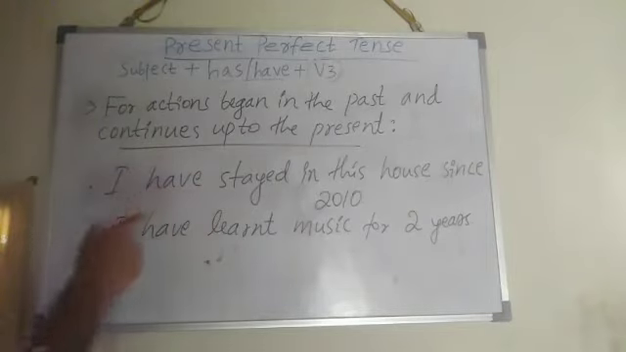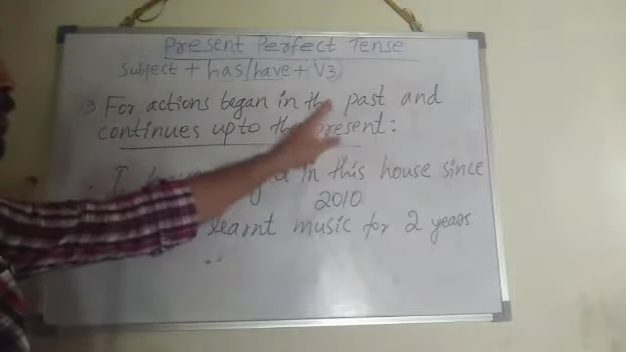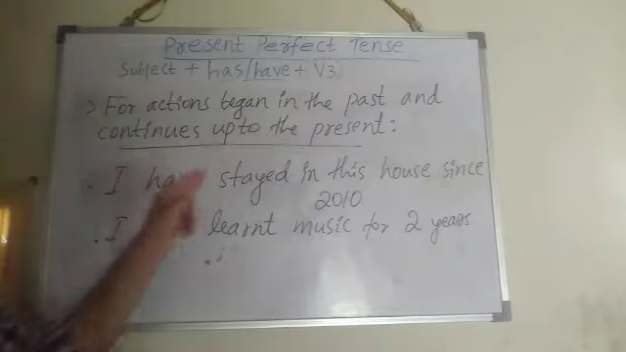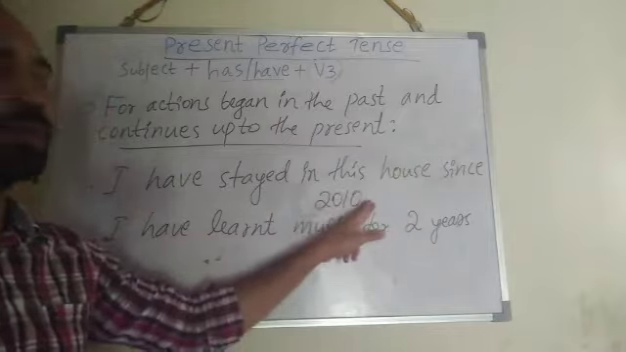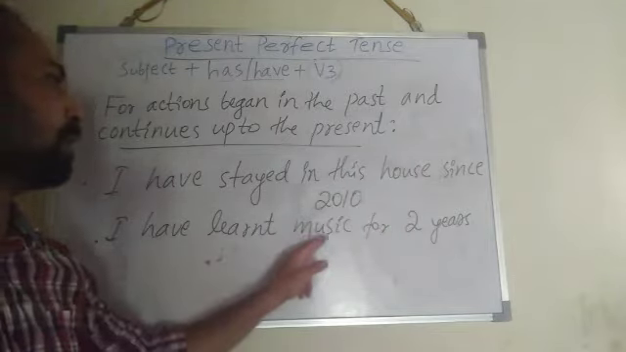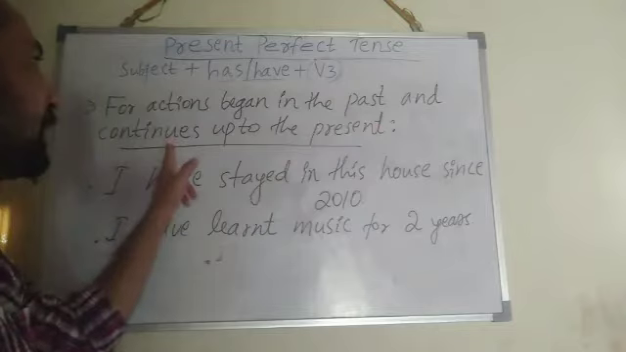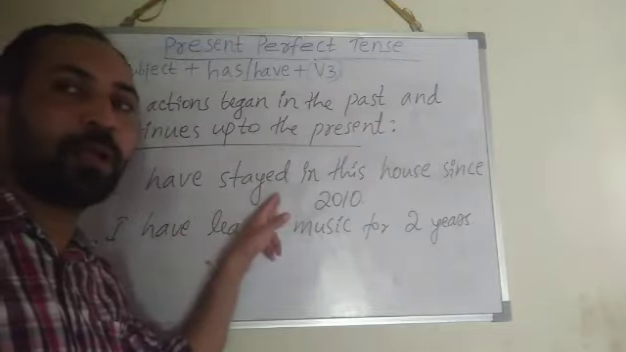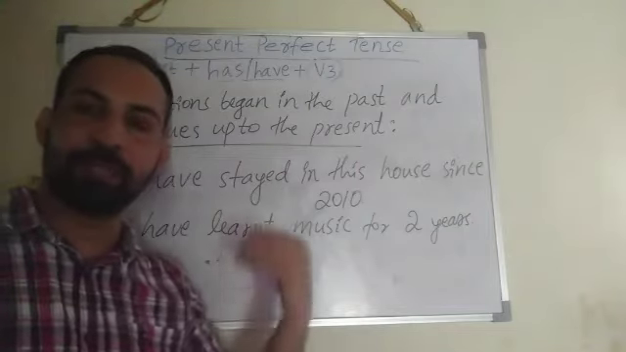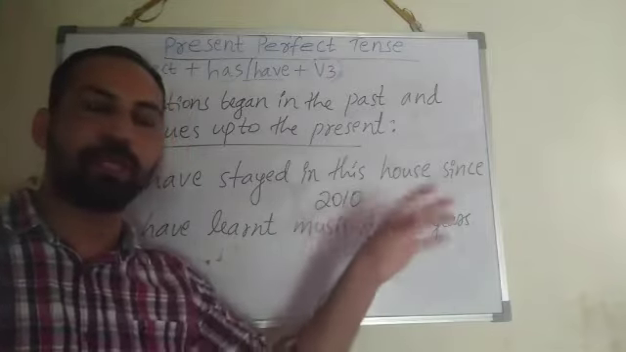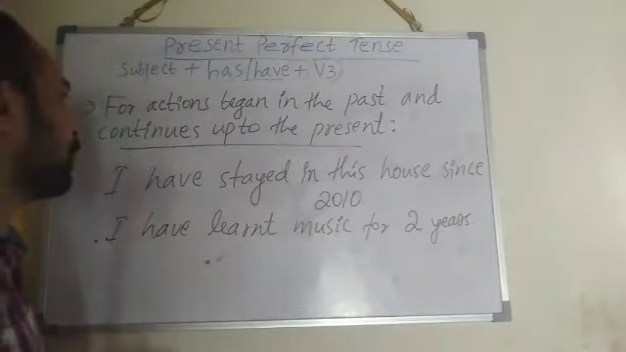Now for actions that began in the past and continue up to the present. For this purpose also we have to use present perfect tense. Examples: I have stayed in this house since 2010. I have learned music for 2 years. Actions began in the past and continue up to the present. Remember, don't be confused. For this purpose, we also use present perfect continuous tense. There also we use the words since and for like that. Here also we can tell it in present perfect tense, you have to keep that in your mind.